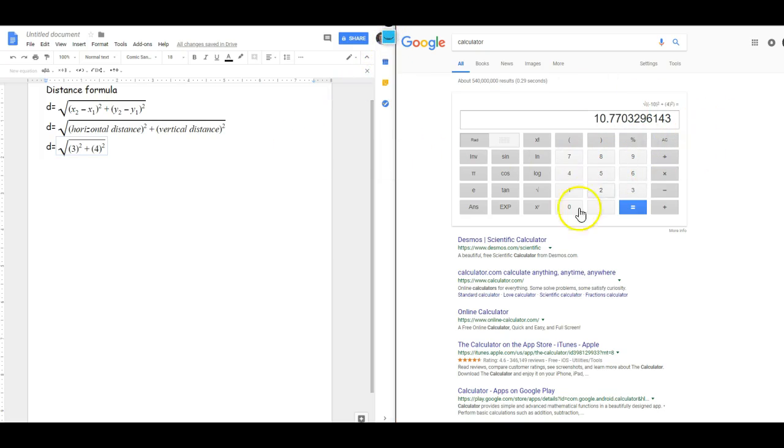we can go like this. The square root, include your parentheses, of 3 squared plus 4 squared, close those parentheses. So that comes out to be 5. So our distance is equal to 5.